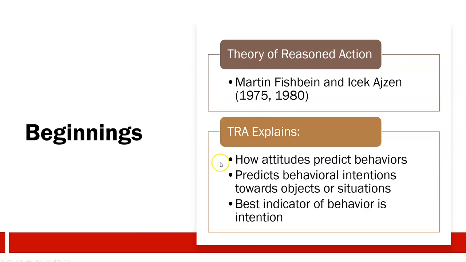And what it did was look at attitudes, and they wanted to see how attitudes would predict behaviors, how behavioral intentions could be influenced toward objects or situations. And they found that the best indicator of actual behavior would be the intention to perform that behavior. So from these humble beginnings, they conducted experiments and had people testing this theory.